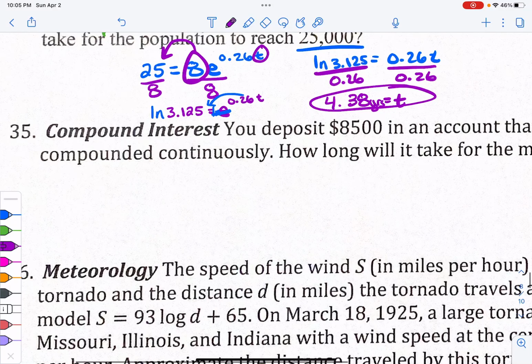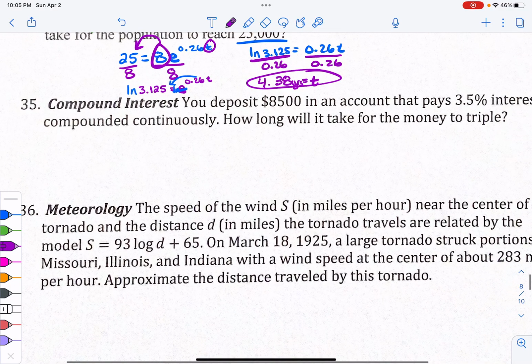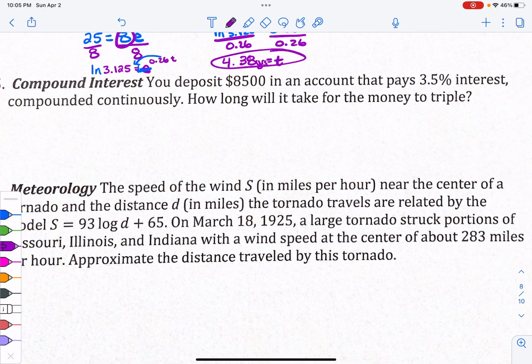All right, compound interest 35. They do not give us a formula for this equation. We have to know this one, and this is one that you probably should know. It's compounded continuously, okay? And that is the PERT equation. Oop, RT goes my exponents. So A is the after, P is the starting, R is the rate, and T is the time, okay? If you need to write that down, go for it.